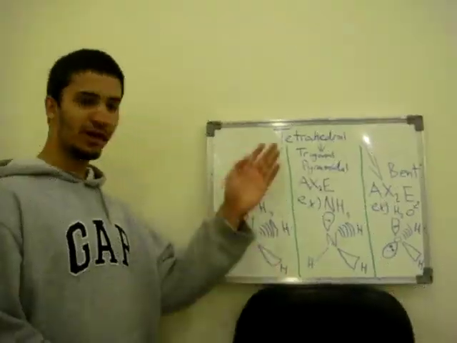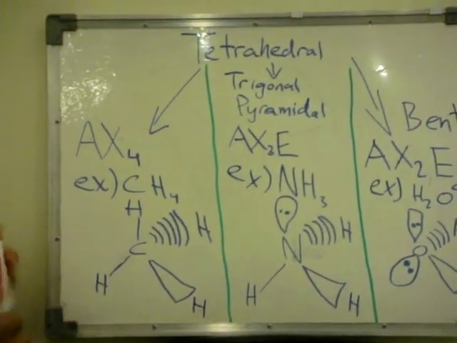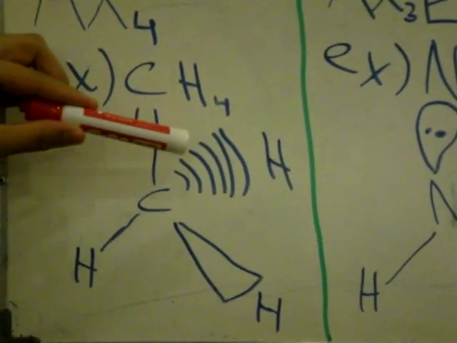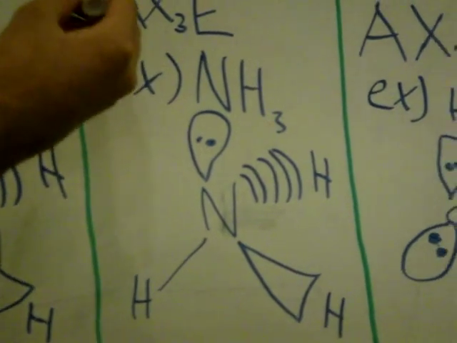Steric number 4 is the tetrahedral. There are 3 parts to the tetrahedral family. First off, being the original, the example would be CH4. This is straightforward. I've already explained what these two symbols mean. The second part of the tetrahedral family is called trigonal pyramidal. An example would be NH3.